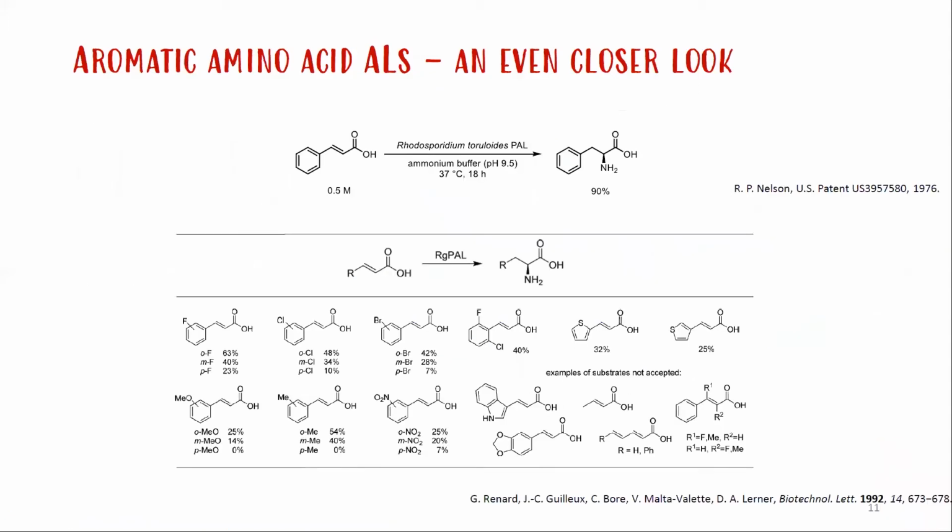So regarding their synthetic applications, as early as the 1970s, it was already considered for application in industry, and this here shows a transformation that was patented by Pfizer, where they mobilized this phenylalanine ammonia lyase and were able to perform the amination of cinnamic acid in quite high concentrations of the substrate.